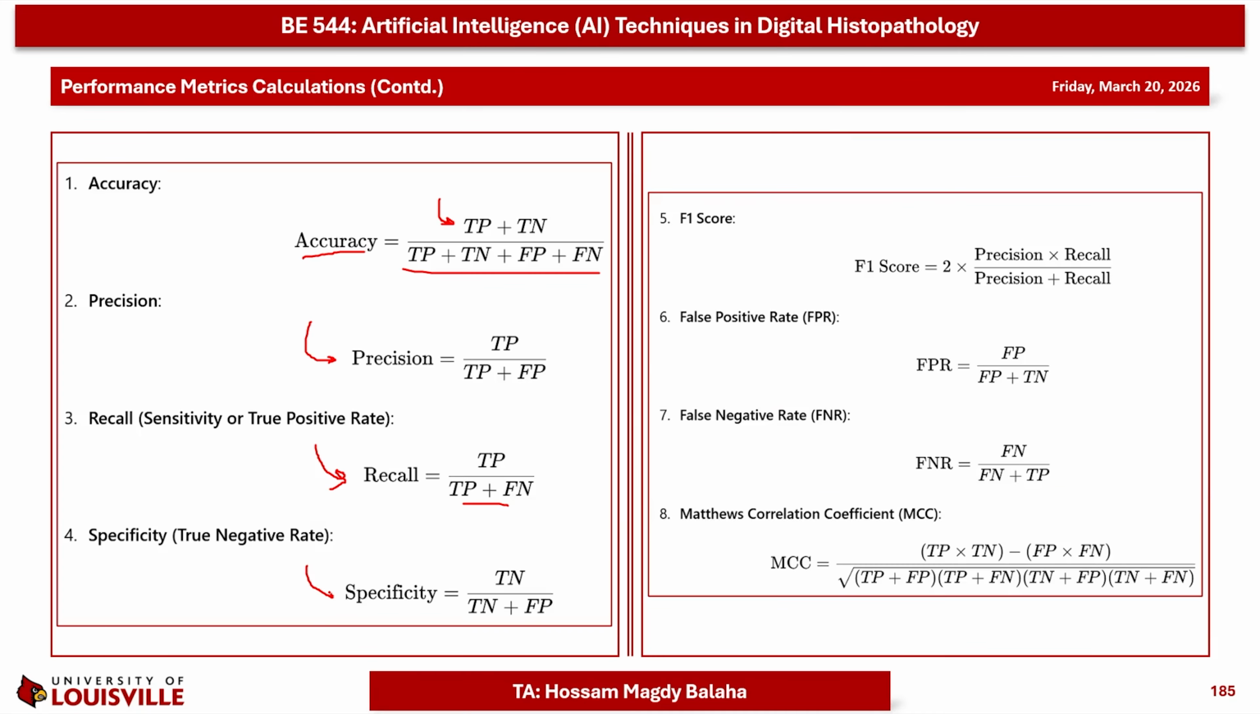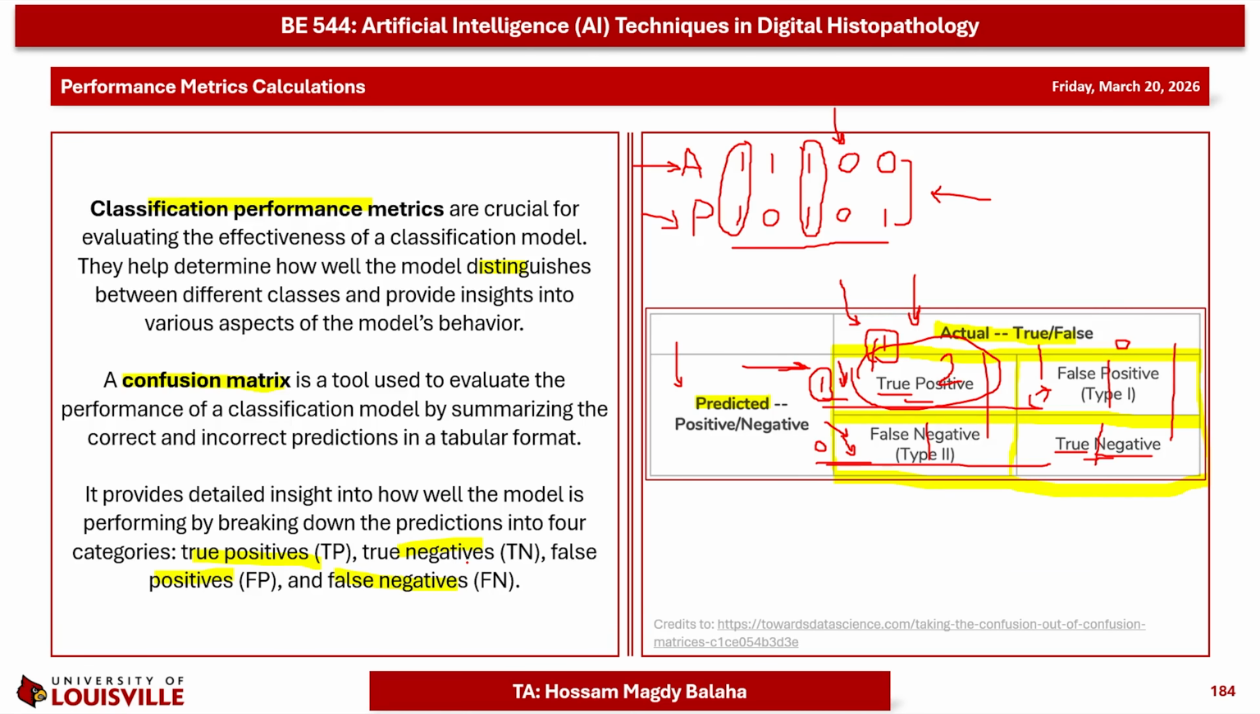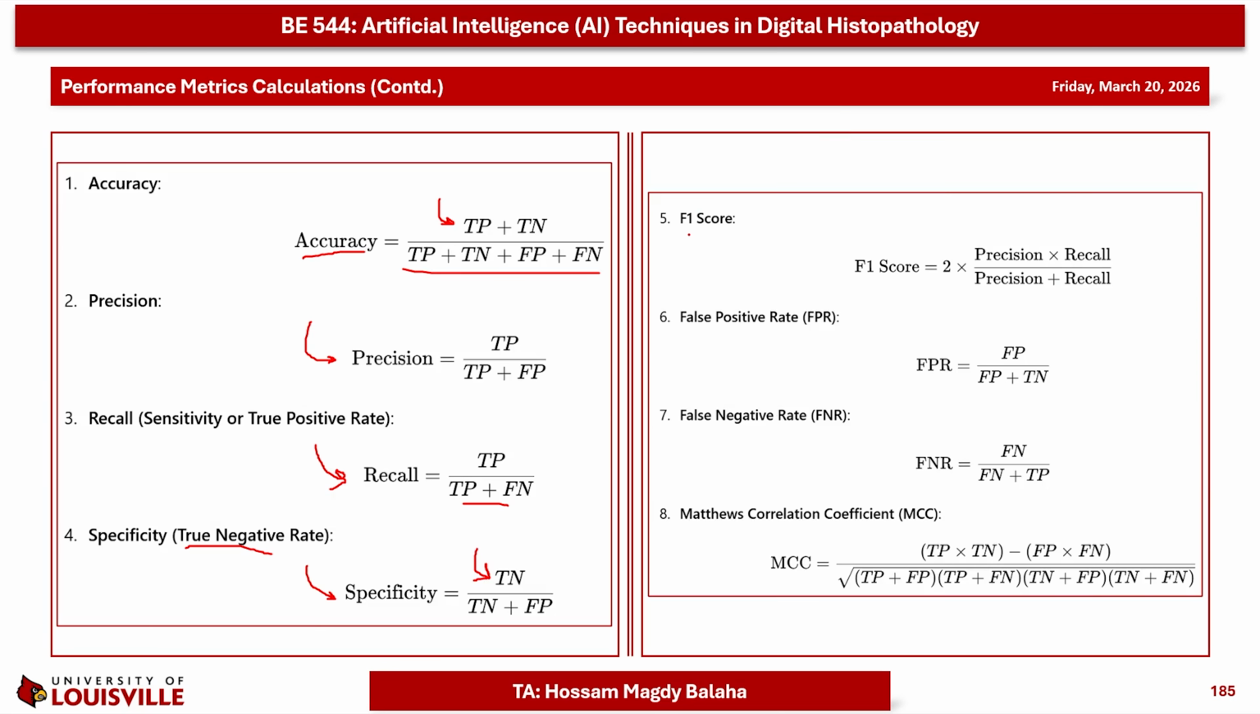The specificity is similar to the recall, but instead of dealing with the positive, here we are dealing with the negative instances. That's why we are calling it true negative rate. It's the ratio between the correctly predicted negative instances to the actual negative instances. So here it will be 1/2, 1 over 1 plus 1. The F1 score is the harmonic mean between the precision and recall. So it's a ratio between both of them.